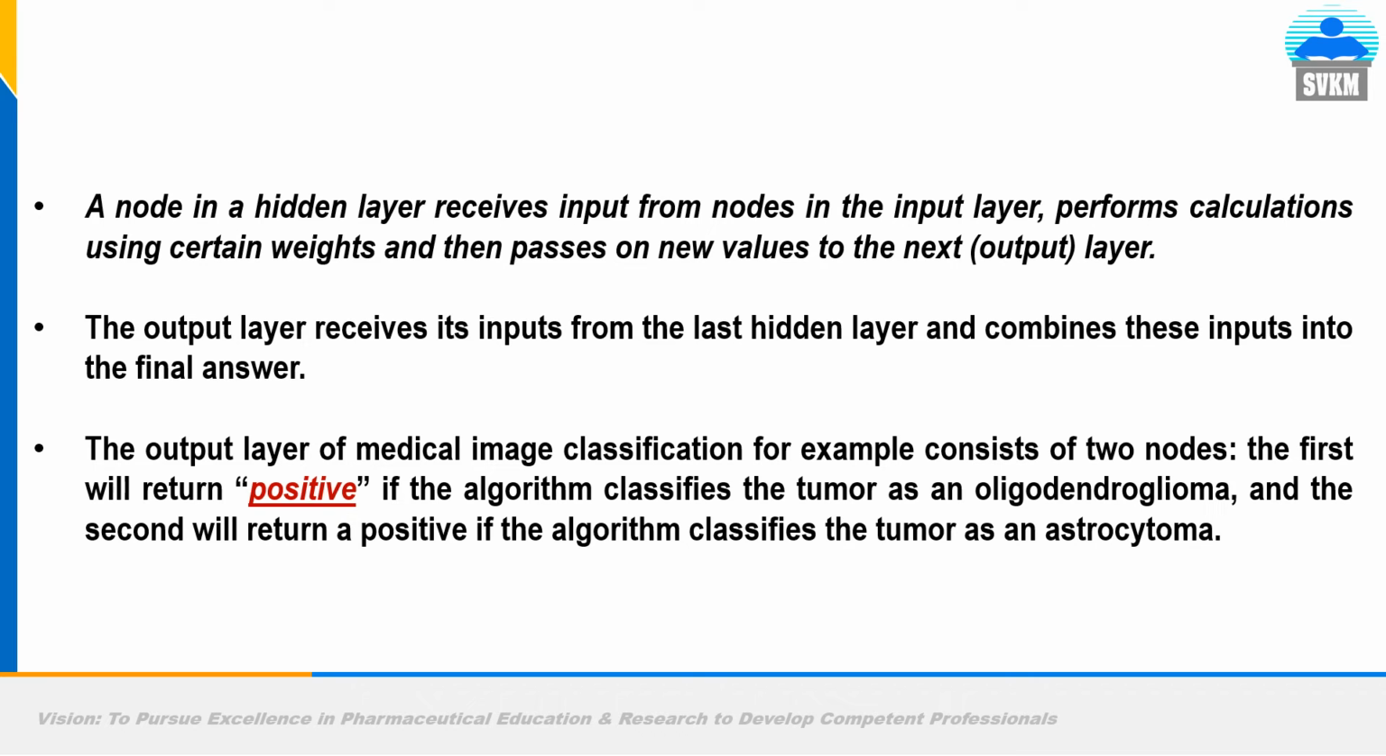The output layer of medical image classification, for example, consists of two nodes. The first will return positive, or 1, if the algorithm classifies the tumor as an oligodendroglioma, and the second will return positive if the algorithm classifies the tumor as an astrocytoma.